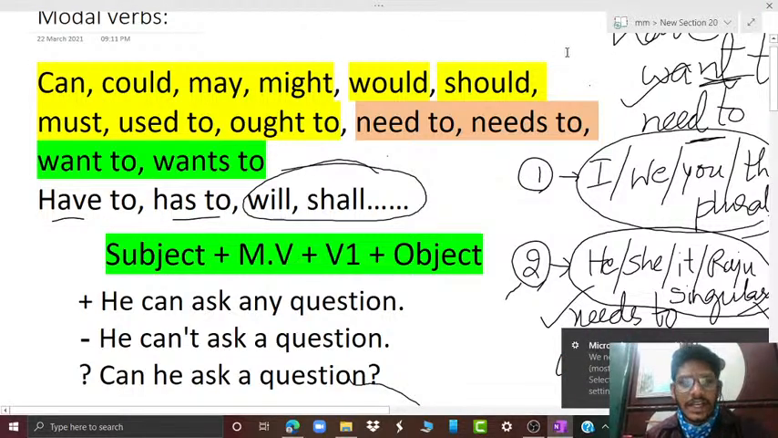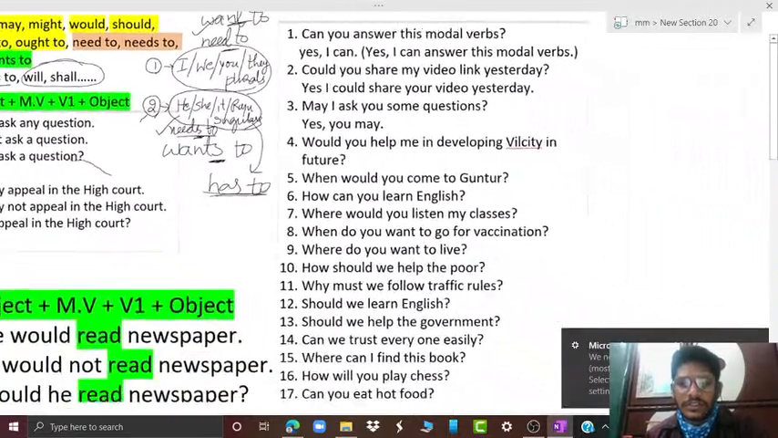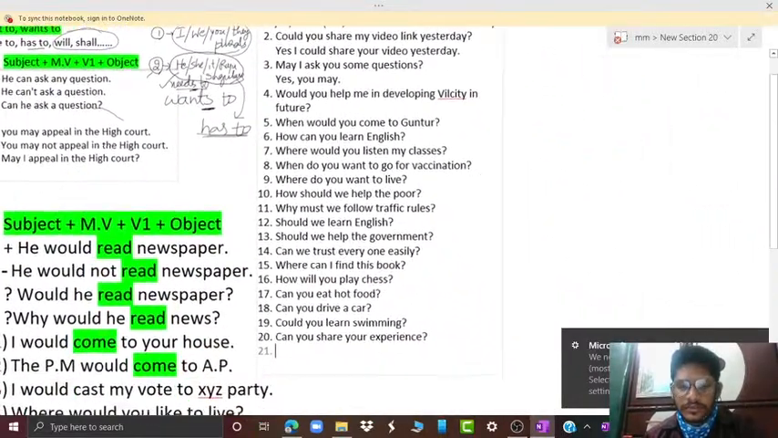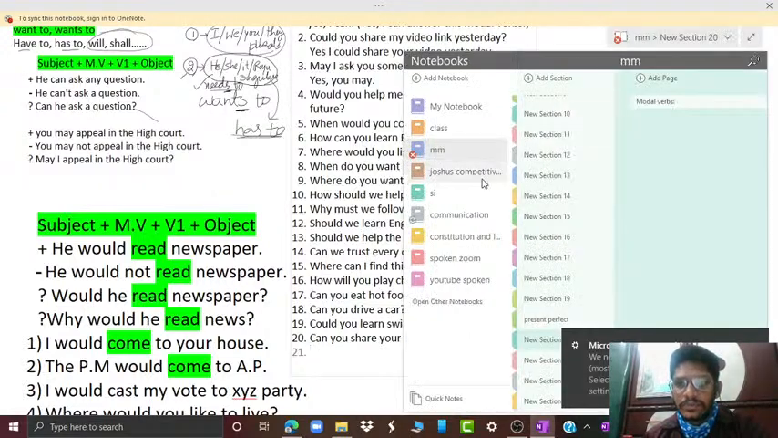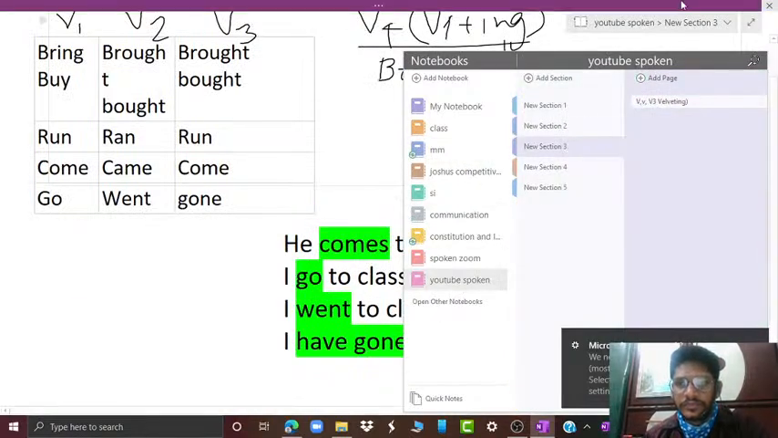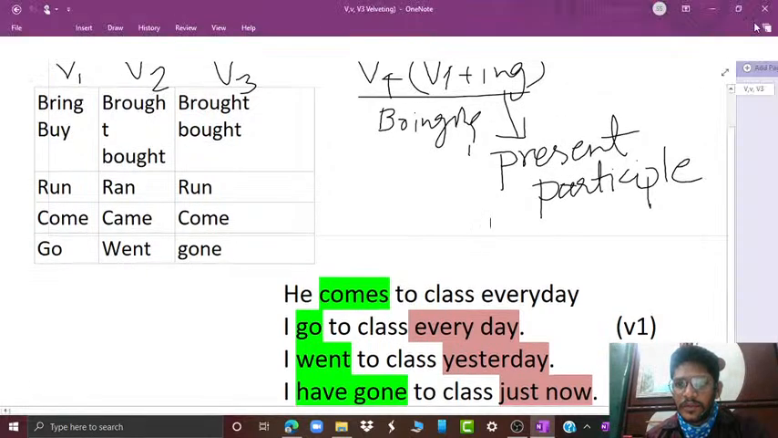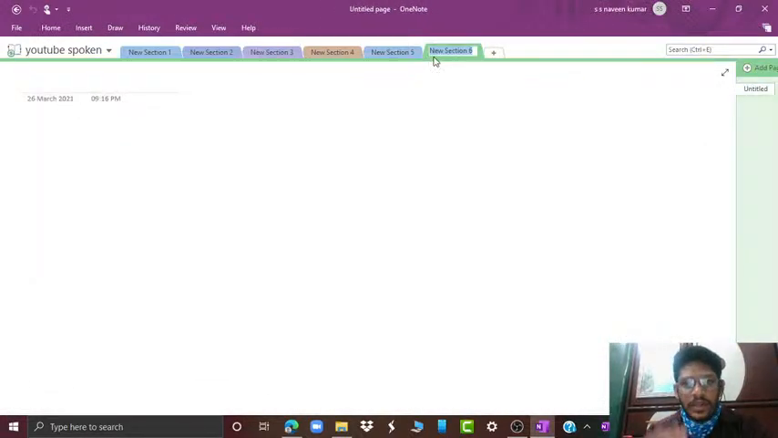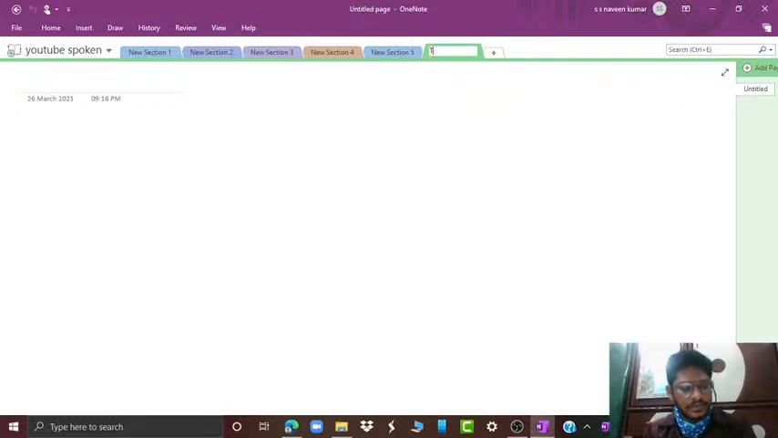So this is yesterday's class. We completed the modal auxiliaries and questions on this. And today we are going to start a new topic and it's very important too. The topic we are going to start is tenses and simple present.